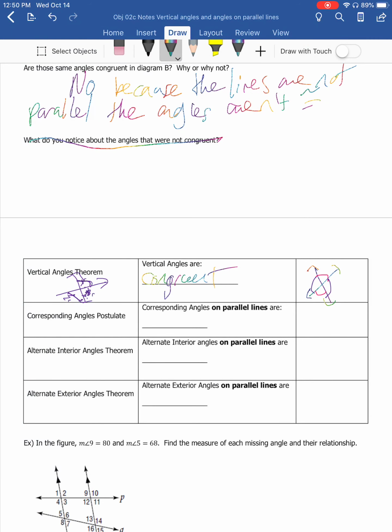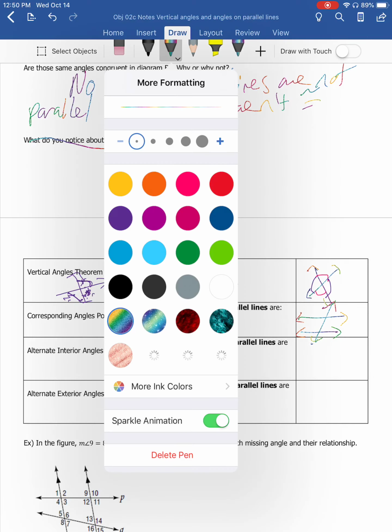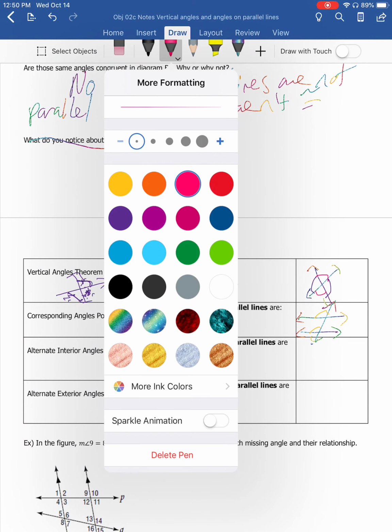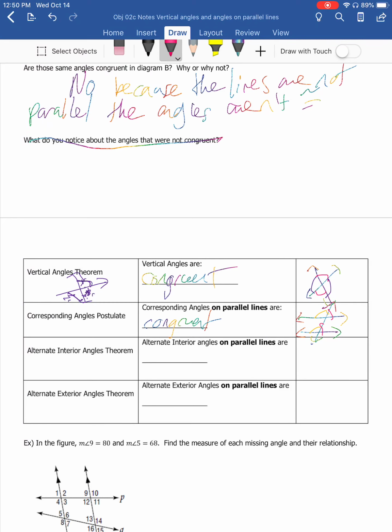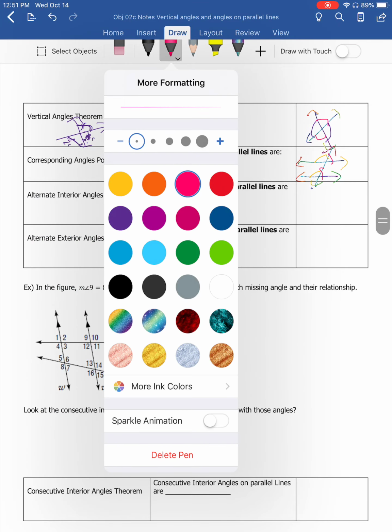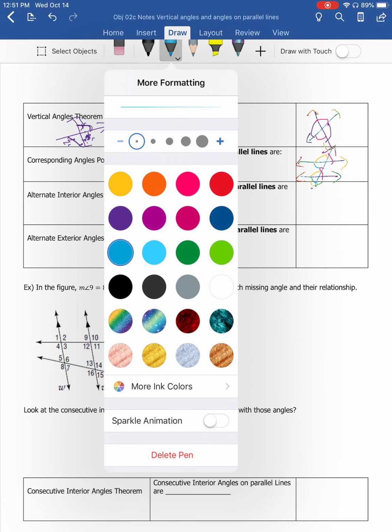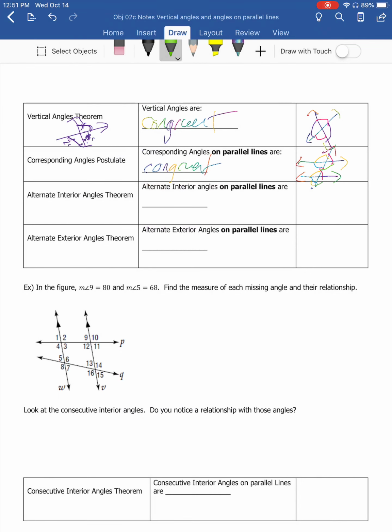So corresponding angles postulate: corresponding angles on parallel lines are congruent. So you just need to remember your corresponding angles. Just knowing the names is important. So we're talking about this one and this one, this one and this one, this one and this one, and last but not least, these guys right here.